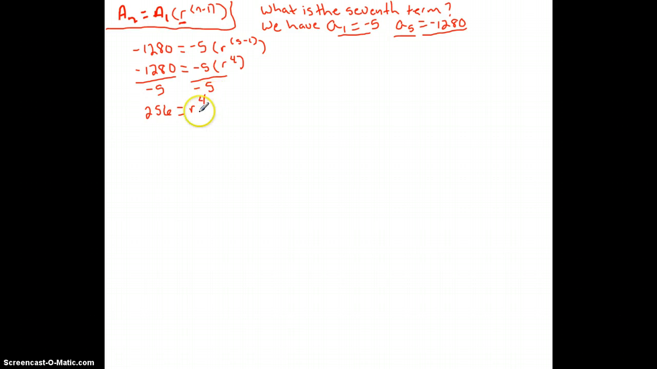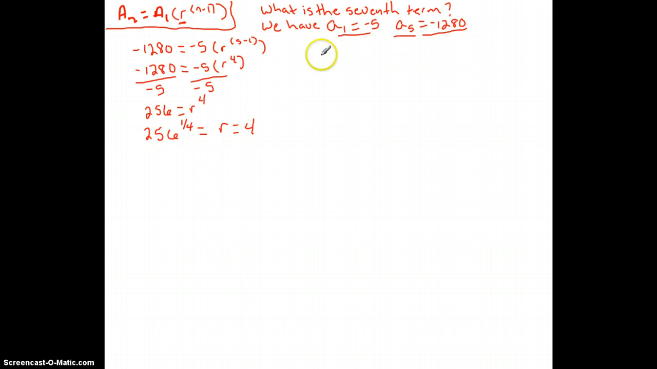Okay, this is where it gets a little bit tricky. If it was r squared, you would take the square root of 256, or you would raise 256 to the 1/2 power. But instead, we have r to the fourth. So whenever you're solving this, you're going to go 256 to the 1/4 power to find that. And when we do that, we get r equals 4. Okay? So now we know what r is.